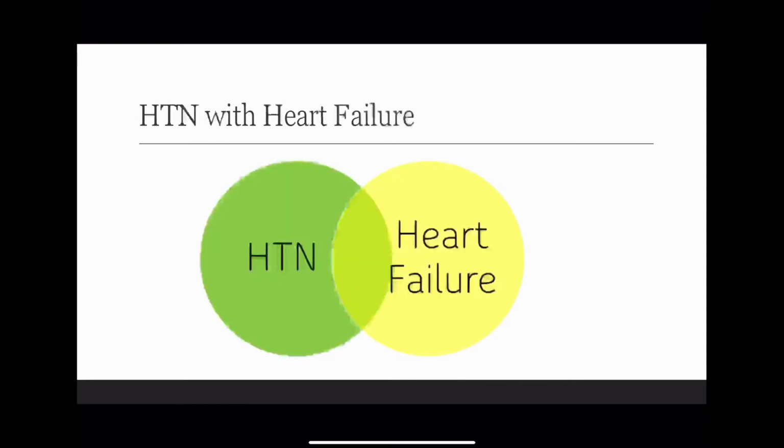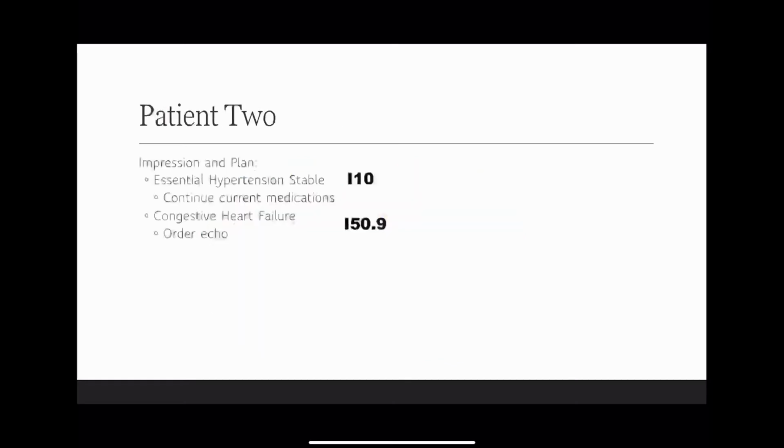But what if the patient has hypertension and heart failure? Instead of I10 for the hypertension, you would code I11, and then you would have a secondary code from the I50 family. So let's take a look at an example. Patient 2 has essential hypertension, stable. I10 is what we would normally code that, but they also have an unspecified congestive heart failure, which we would normally code with I50.9. So open up your code books and let's code this one together.